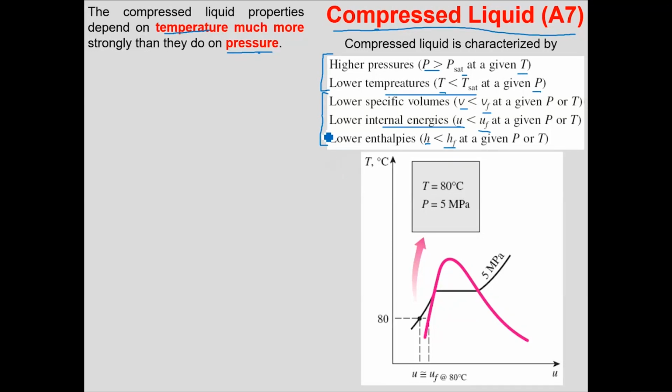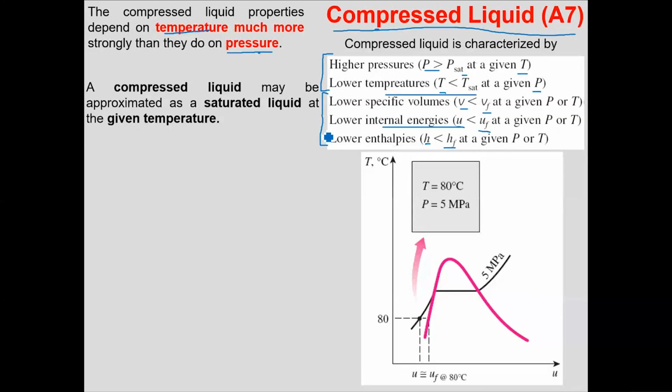So how do you approximate these properties? You approximate a compressed liquid as saturated liquid for the given temperature. For example, you have been given a system where the temperature is 80 degrees centigrade and pressure is 5 megapascal. That means you are standing at this point. This line is the 5 megapascal line. And at 80 degrees centigrade, you are in the compressed liquid region.